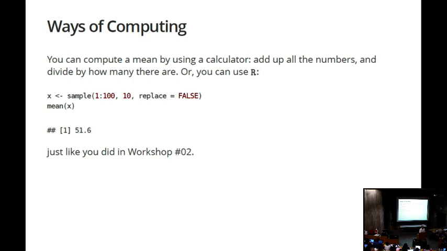Right, so you could actually compute it. You could take the mean of all of the numbers from 1 to 100. And does anybody know what that is? How many numbers are there? 100 numbers, right? And so the average of those is actually 50.5. That's the average of the numbers from 1 to 100.